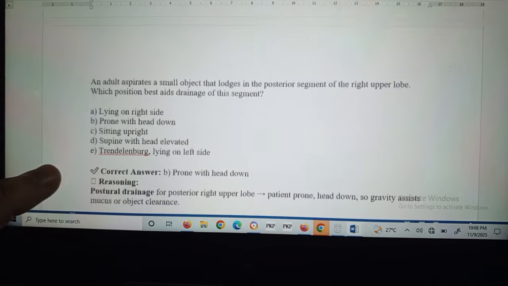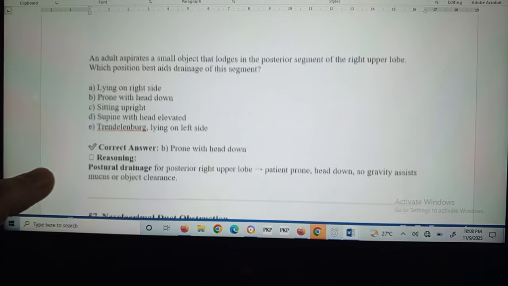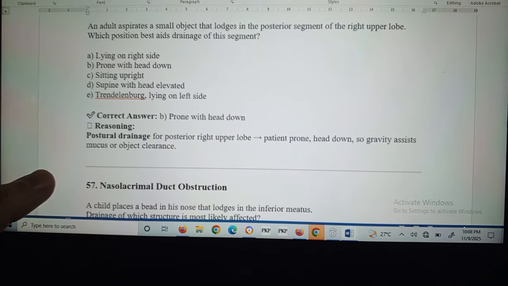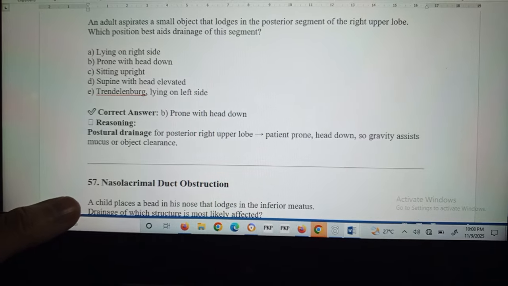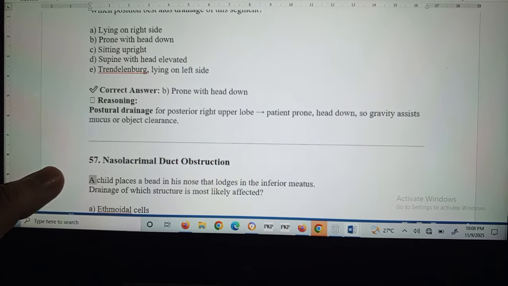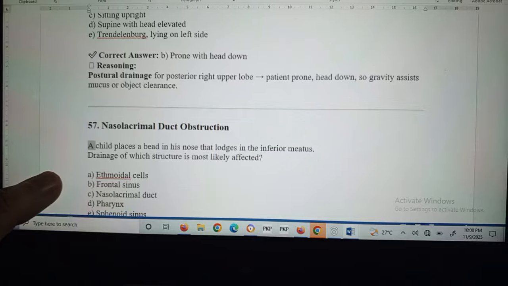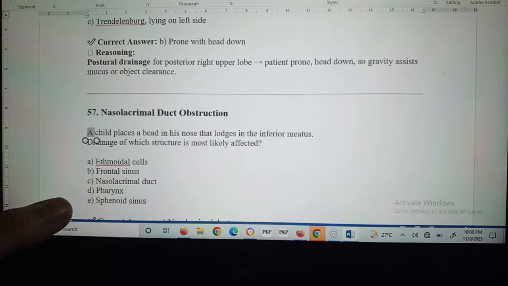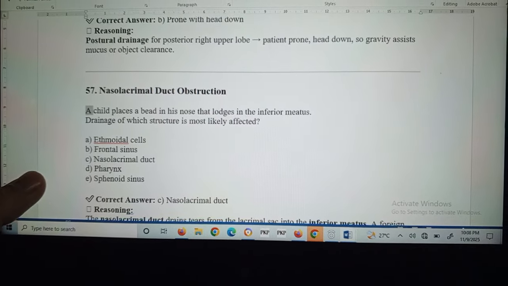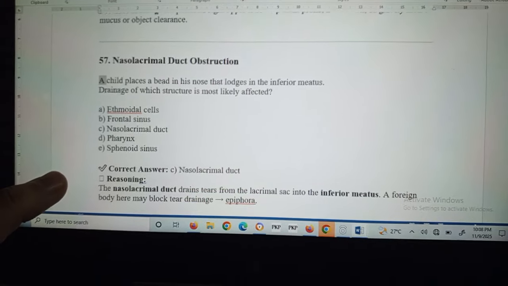Question number 56. An adult aspirates a small object that lodges in the posterior segment of the right upper lobe. Which position best aids drainage of the segment? Prone with head down. Postural drainage for the posterior right upper lobe requires the patient prone, head down, so gravity assists mucus or object clearance.